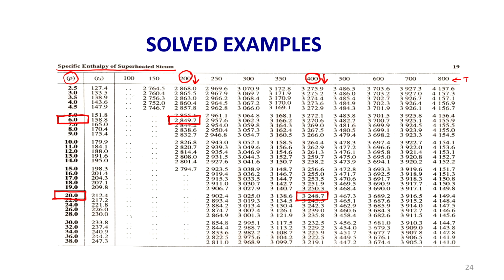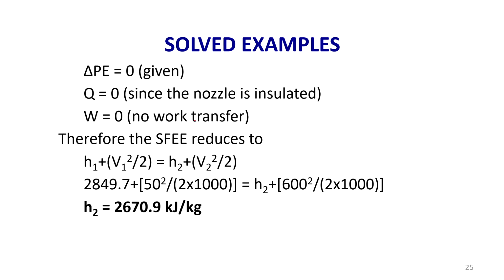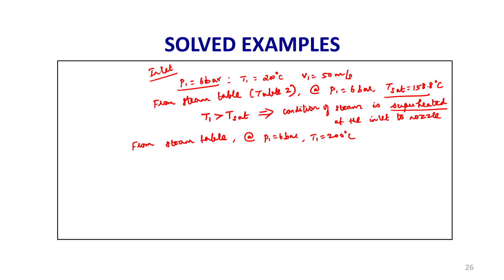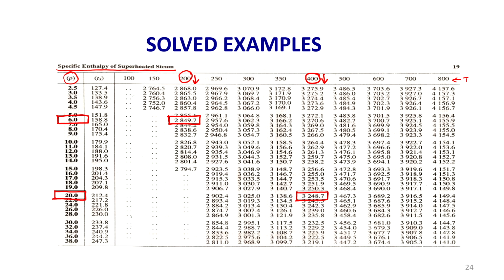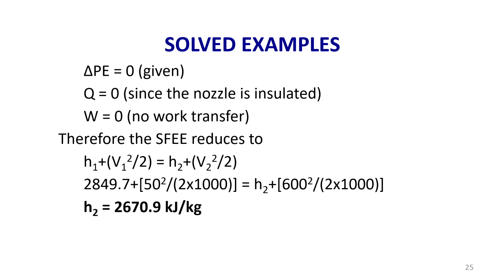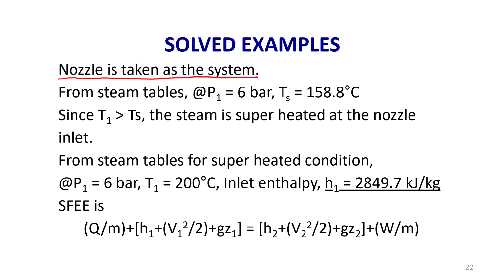So, you can read the value 2849.7. So, this is the enthalpy of steam at the inlet of the nozzle, 2849.7 kilojoule per kg. This is the superheated enthalpy of steam at inlet. Okay. So, this is what I have found here, 2849.7.